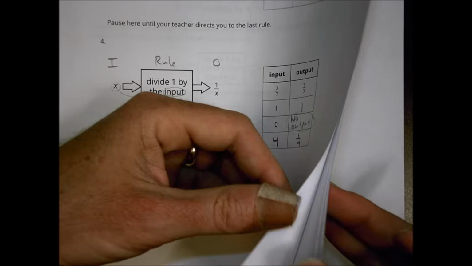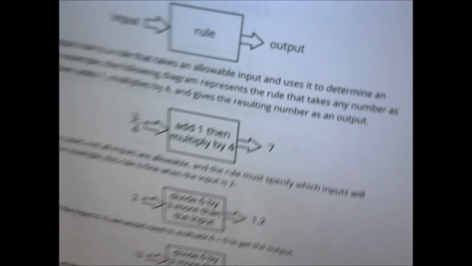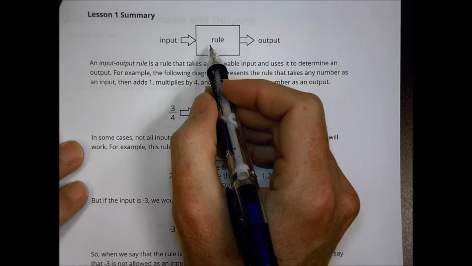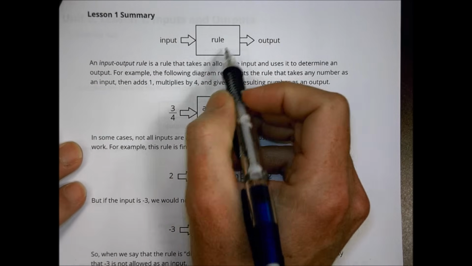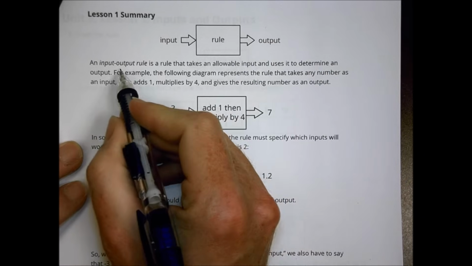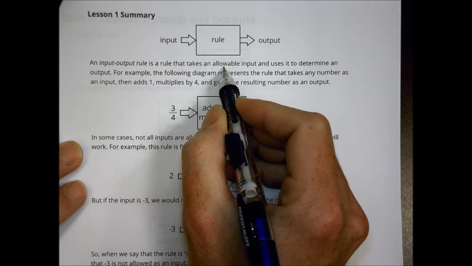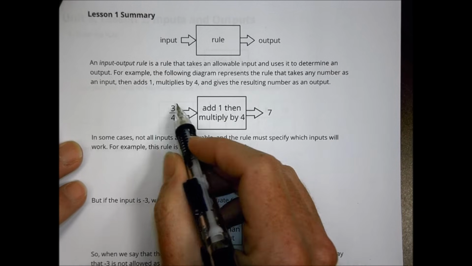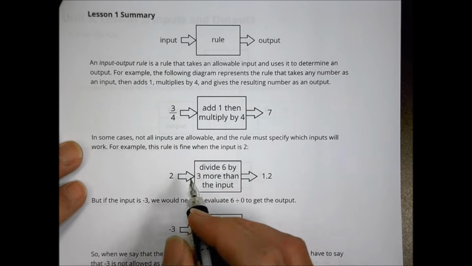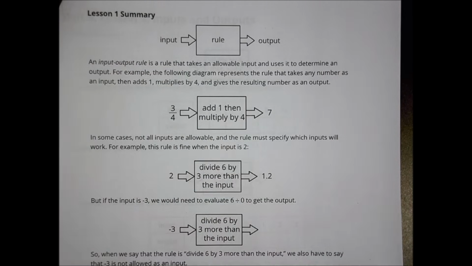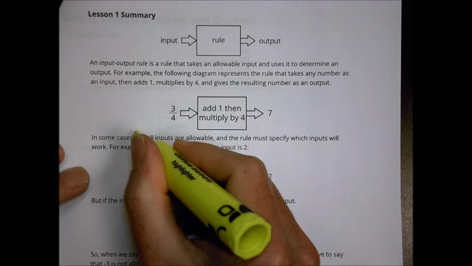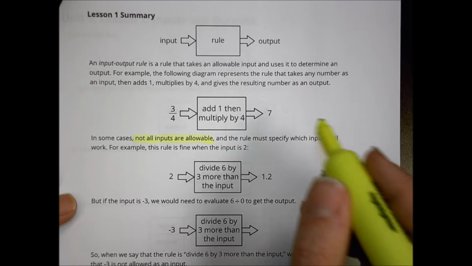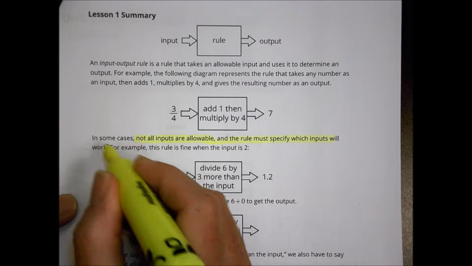Let's take a look at your summary for today's lesson. Today's lesson was really the idea that you have an input that you put into a box that we call a rule. When you follow that rule, you come up with an output. So an input-output rule is a rule that takes an allowable input and uses it to determine an output. So we use the example of 3/4, and we use these different ones here. Okay? The key thing to remember is that not all inputs are allowable. Okay? So sometimes you can't put something in there, it's just not going to work. Okay? The rule must specify which inputs will work.